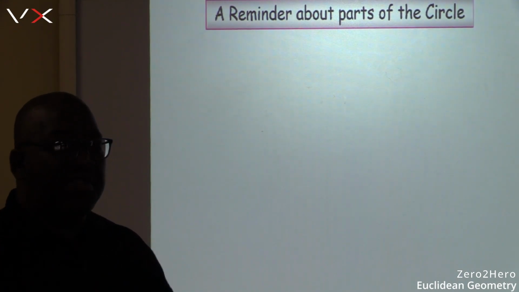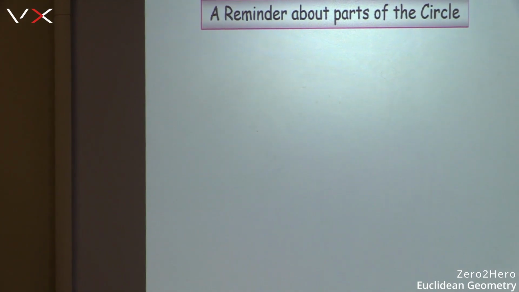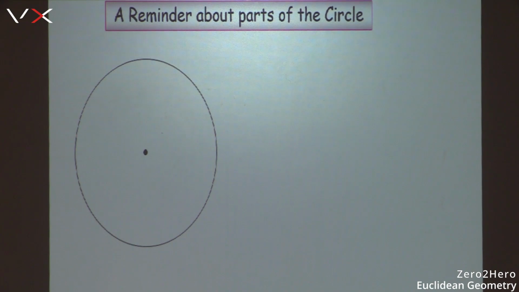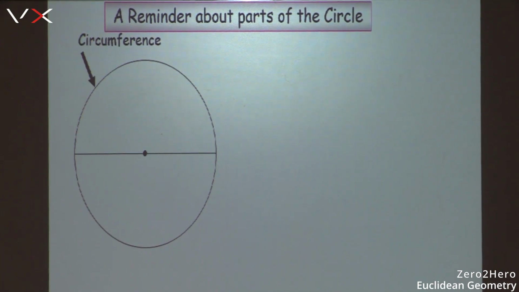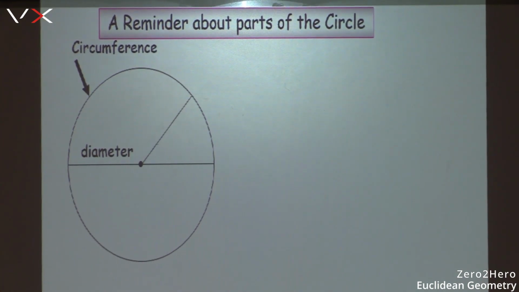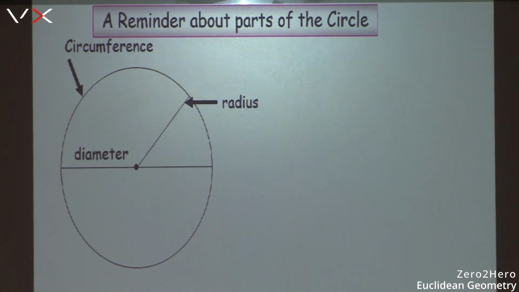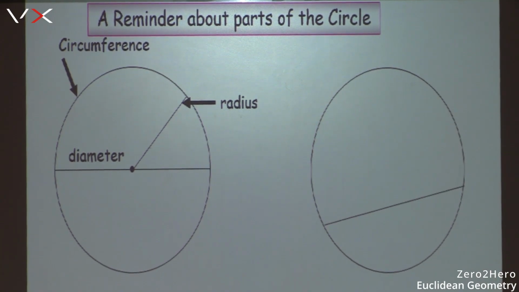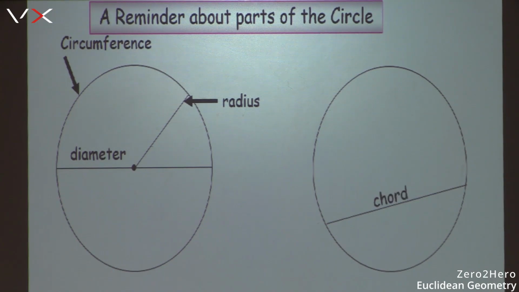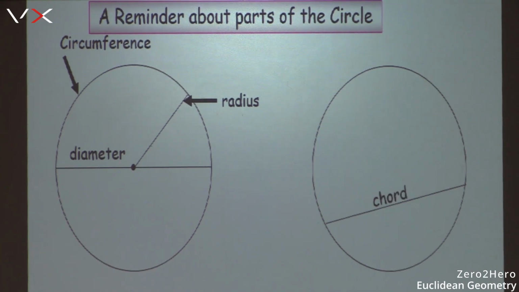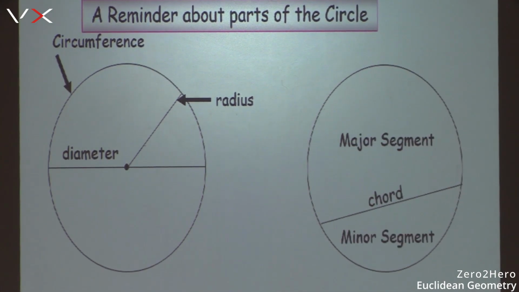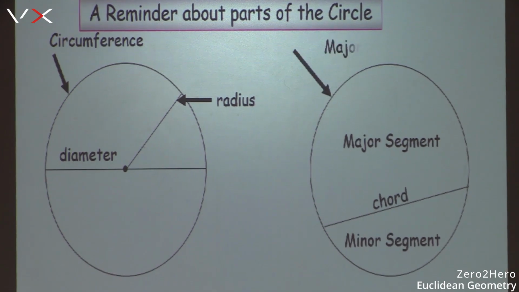Let's first remind ourselves about the parts of a circle. What do we call a distance around the circle? It's called the circumference. That line is called the diameter. Look at that line there. What do we call it? It's the radius. Look at that line there. It's not going through the center. It's called a chord. What does the chord do? It divides the circle into 2 parts, the major segment and the minor segment. There is a major arc and the minor arc as well there.